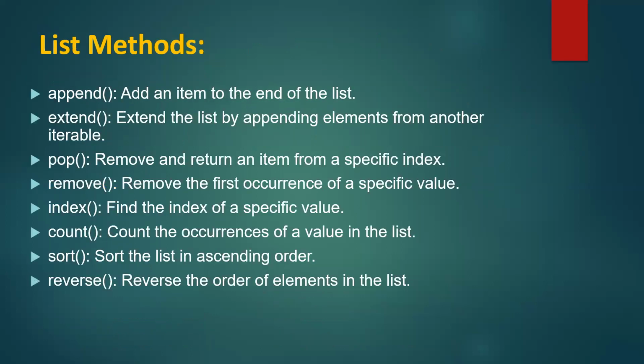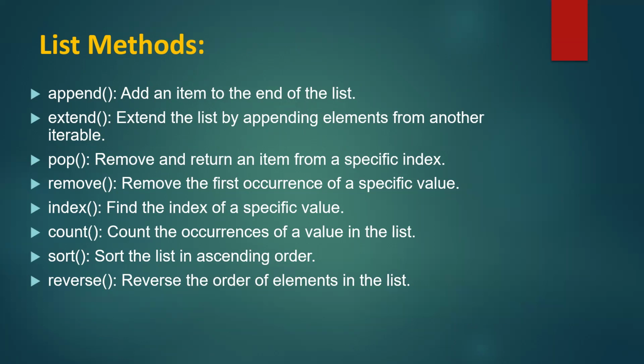Next is list methods. First one is append. It can add an element or item to the end of the list. Next is extend. It extends the list by appending elements from another list. Third one is pop. It removes and returns an item from a specific index. Fourth one is remove. It removes the first occurrence of a specific value.